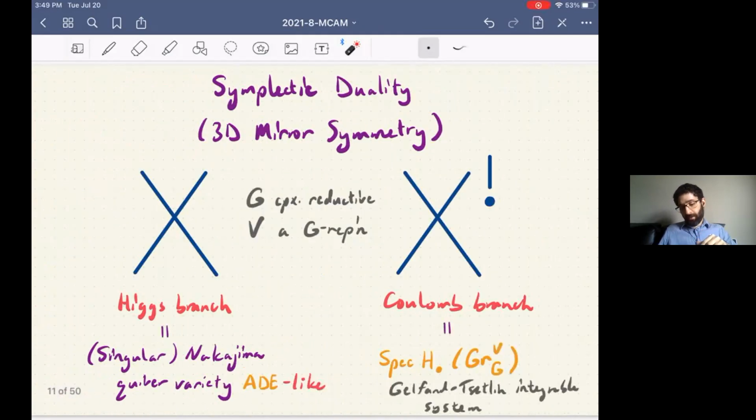And this story is really going to be about a particular Nakajima quiver variety, which is a so-called moduli space of hyperpolygons. So this is a quiver variety for a particular shape of quiver. And I'm going to discuss integrability in the context of that particular Nakajima quiver variety. And then I'm going to speculate on the Coulomb branch in that particular case.